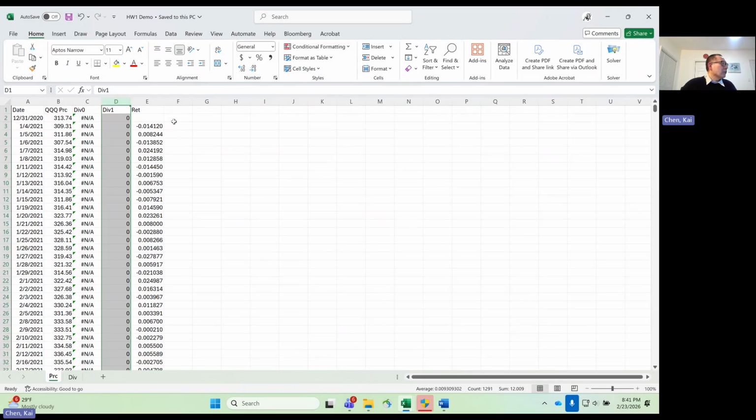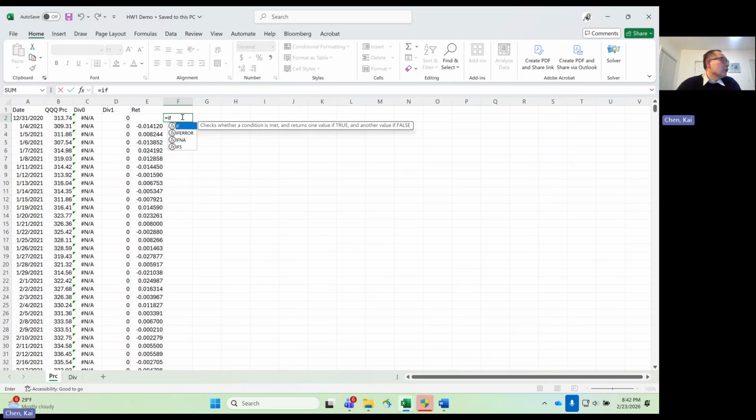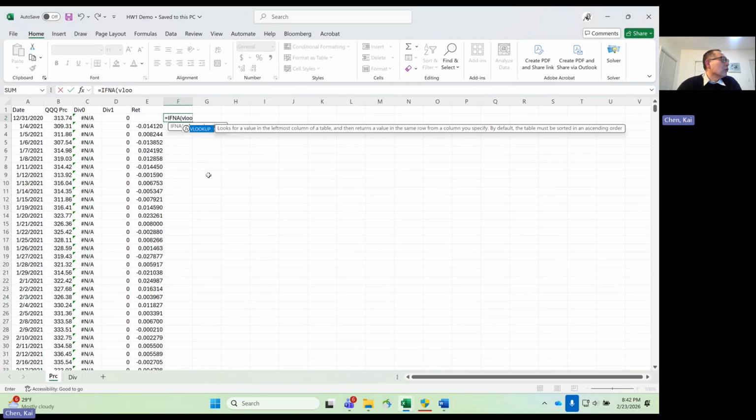How can we do that? We can put these two functions together, or embed one function into the other function. Okay, let me show you how to do this. First of all, I'm going to use the IFNA function, and then I'm going to use the VLOOKUP function.